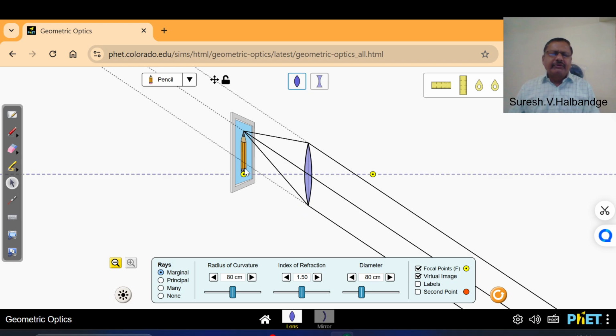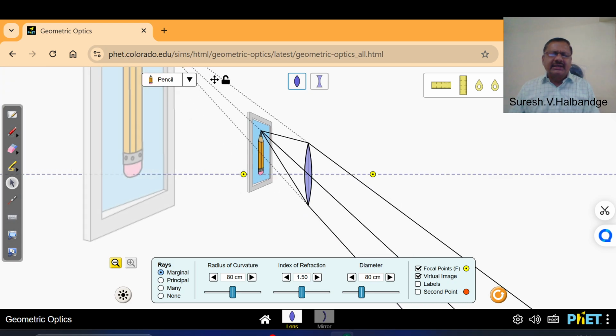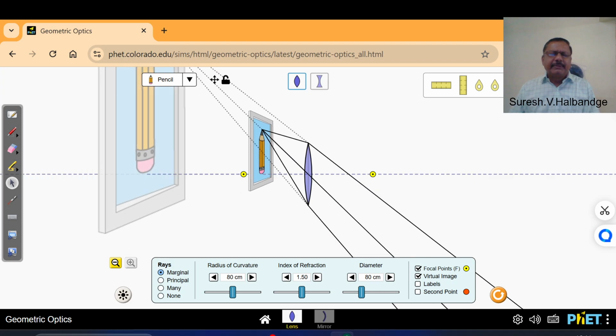Okay. Now what we do is we shall keep this object within the principal focus. Look at this. Now what I have done, this is the object, right? And I have kept it within the principal focus. This is the point of principal focus and it is kept within this. Now the rays start from this. Okay, the rays fall on the biconvex lens.